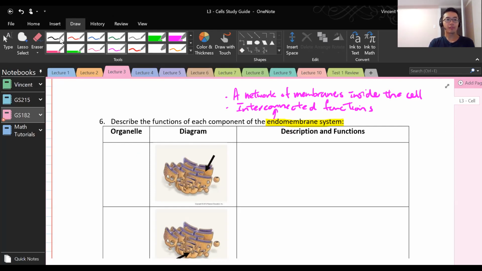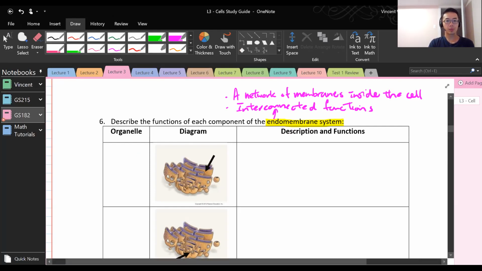So we will start with the first one here. There are two things shown here, and we are pointing at just this part right here, not down here. This part right here is the rough endoplasmic reticulum.